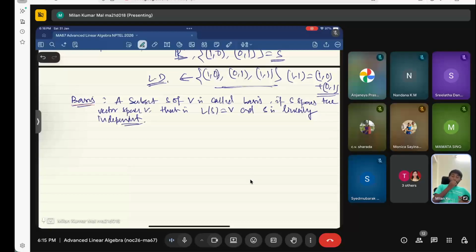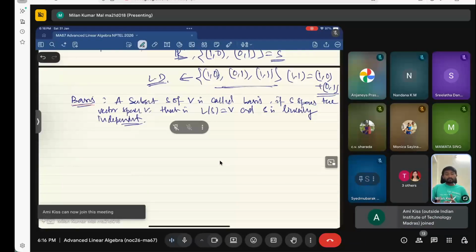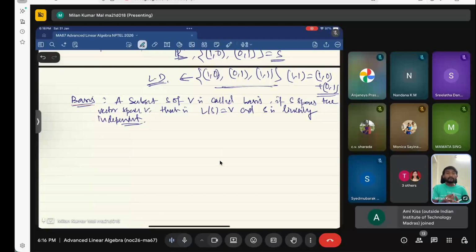So basically, a basis is a smallest set. I mean that can be different also, but basis is something like that. If you have a basis, that's the minimum thing you can get, and from that you will be able to generate the full space.